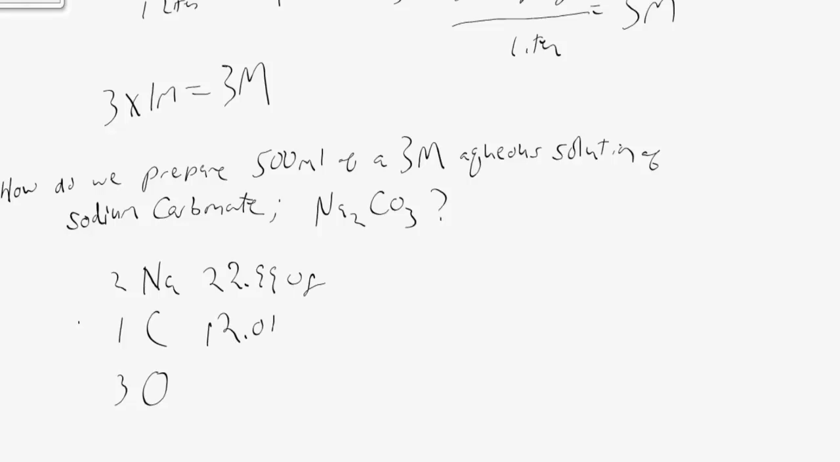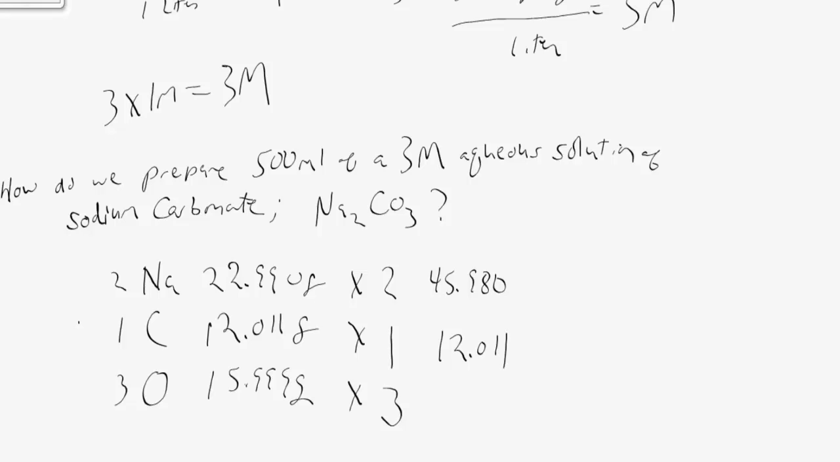Grams and 15.999 grams. All right, we'll get our multipliers. There's two of these, one of those, and three of those. So if we do the multiplication, 22.990 times 2 is 45.980. 12.011 times 1 stays 12.011. And then 15.999 grams times 3 is 47.997 grams. All those are grams. So if we add up the individual elements, we get a molecular mass of 105.998 grams per mole.